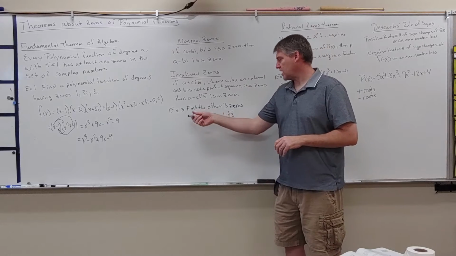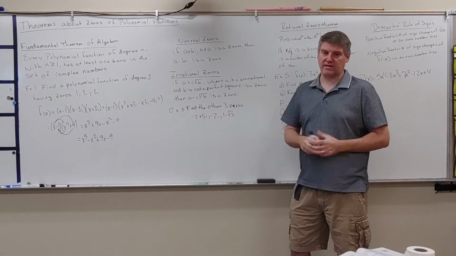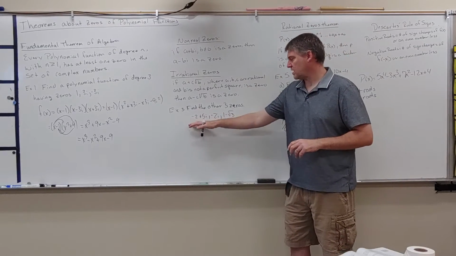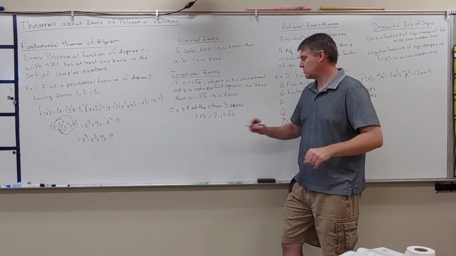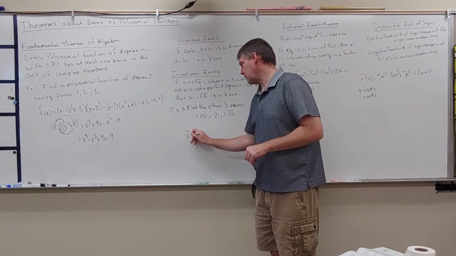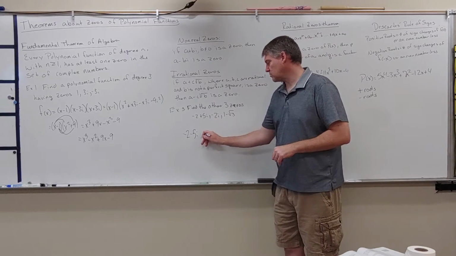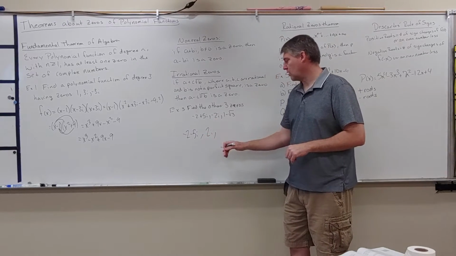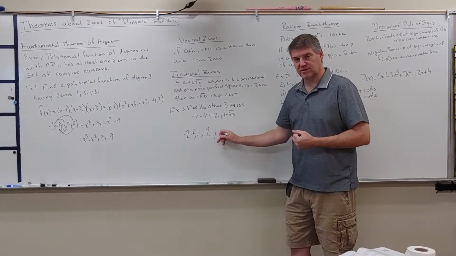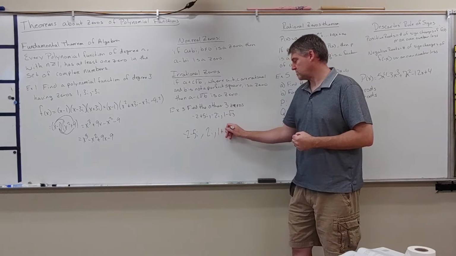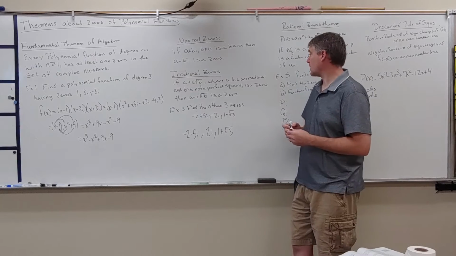So it says I'm given 3 zeros. I want to find the other 3 zeros. So I have negative 2 plus 5i is a zero, so negative 2 minus 5i has to be a zero. Negative 2i is a zero, so positive 2i has to be a zero. And 1 minus the square root of 3 is a zero, so 1 plus the square root of 3 is a zero. Okay.